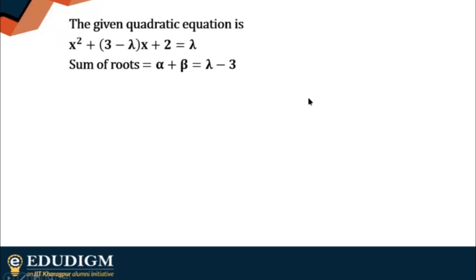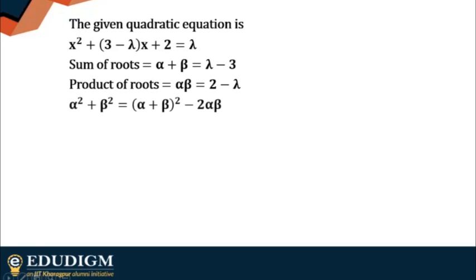So sum of the roots and product of the roots, I'm sure you people are familiar with this one. You have to find out alpha square plus beta square. So from whatever information you already have from alpha plus beta and alpha beta, you can figure out how alpha square plus beta square will look like, right?